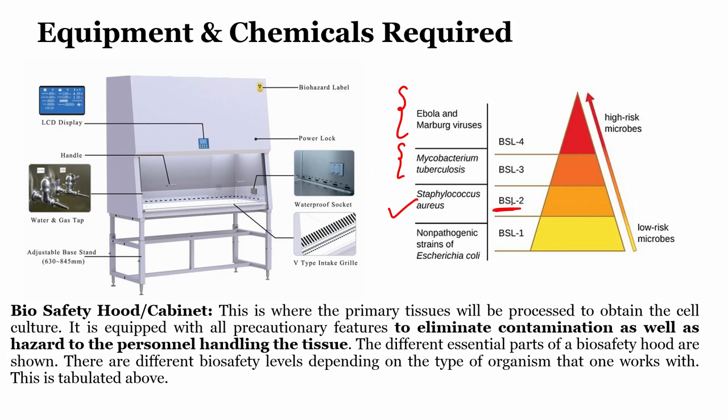So, what is this biosafety hood or cabinet? This is where the primary tissues are processed to obtain the culture. It is equipped with all precautionary features to eliminate contamination, as well as hazard to the personnel handling the tissue. The different essential parts of the biosafety hood are shown in the figure. Like I said, water gas tap, LCD display, handle, power lock, biosafety label, waterproof socket, and V-type intake grill.